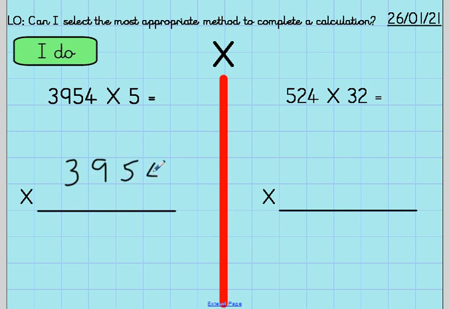3,954 multiplied by 5. Now I've only got this time a single digit to do all of my calculations with, so I'm not going to have to do 2 steps down here and then add it together. I'm just going to be able to work across, and we're going to look at these one at a time. So 5 times 4, I know that 5 times 4 is 20.